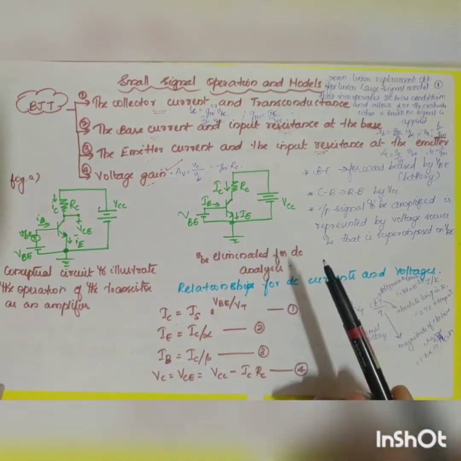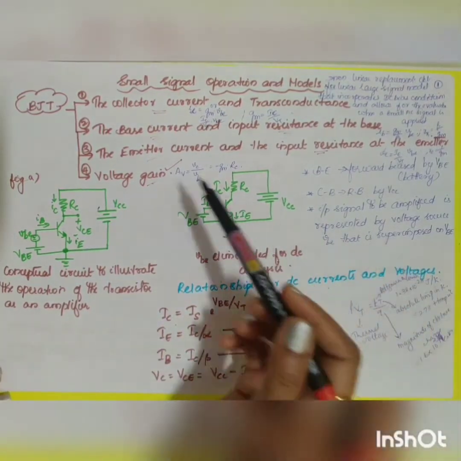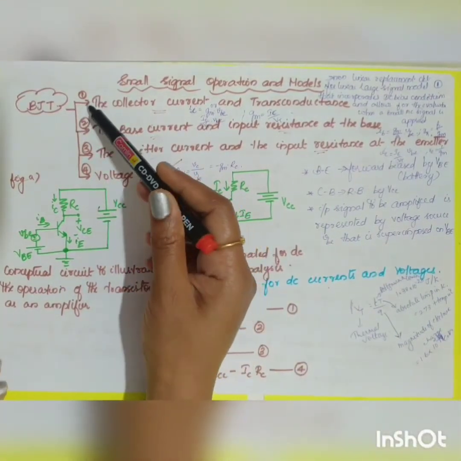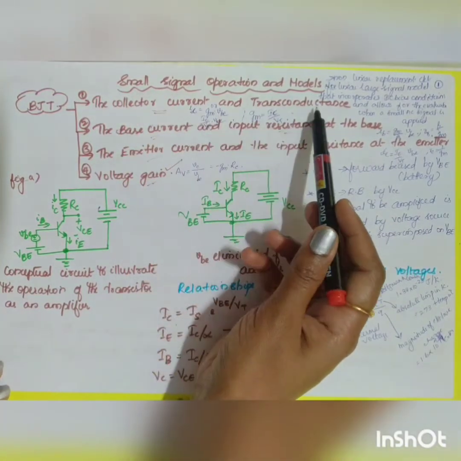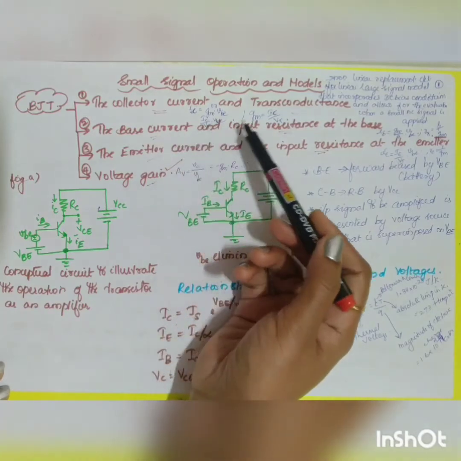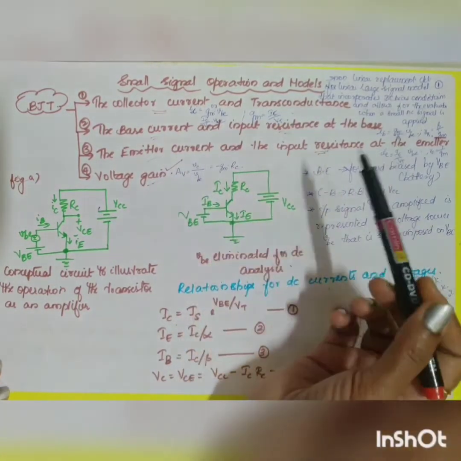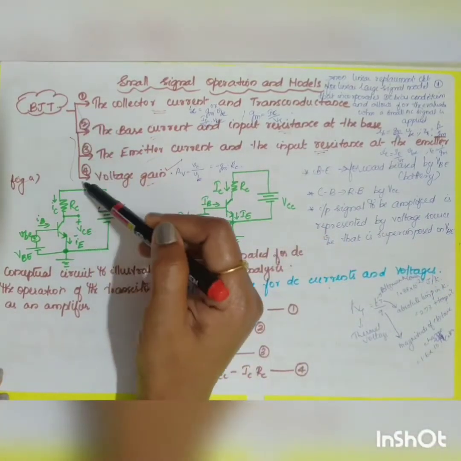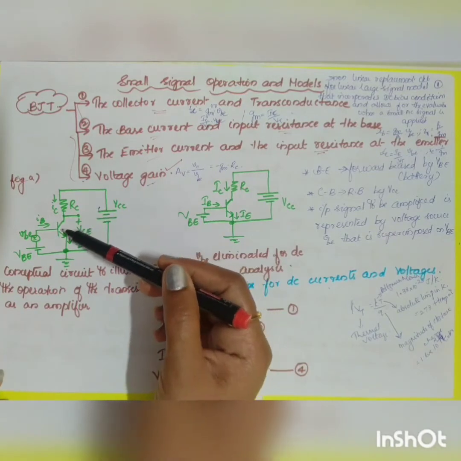So when you apply a small AC signal, what is the alteration which is being done? That is what you are going to analyze from the small signal operation. First one is the collector current and transconductance, second one base current and the input resistance, third one the emitter current and the input resistance, and last one is your voltage gain. Totally 4 derivations are there. So for that you are going to take the symbol diagram.